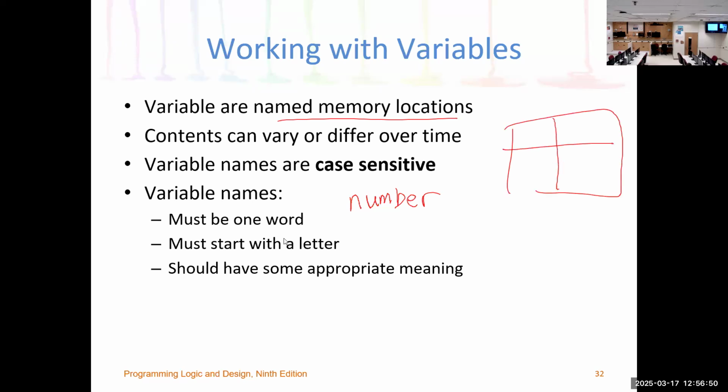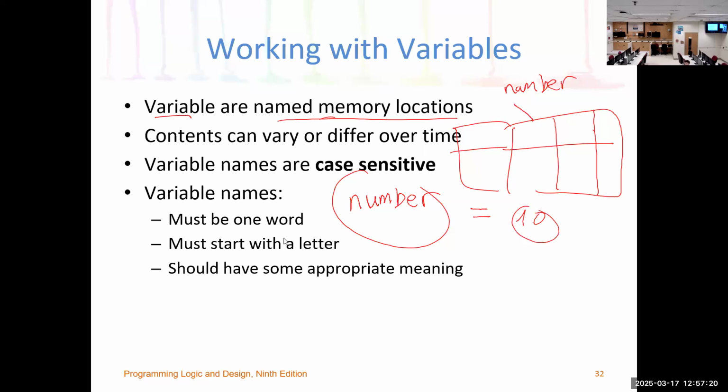So you see, in memory I have a lot of slots. When you have number here, it takes up a slot somewhere in the memory. That's why variables are named memory locations. Say I put the variable number here and give it the value 10. What happened? The slot has the name number, and the value I stored into the slot is 10.